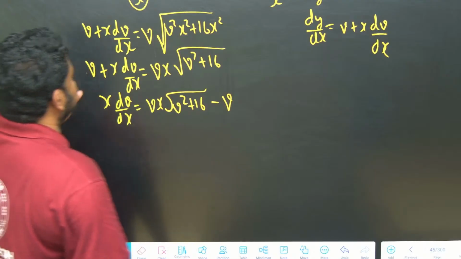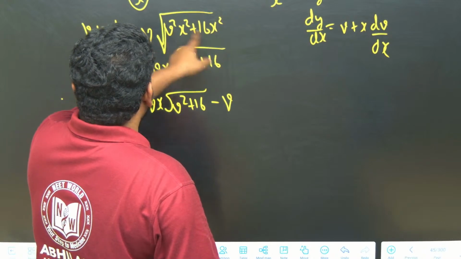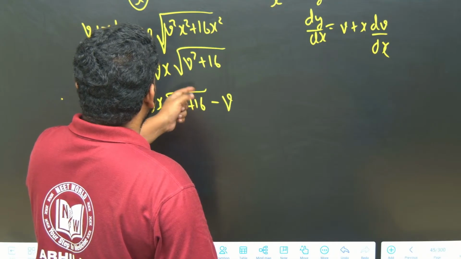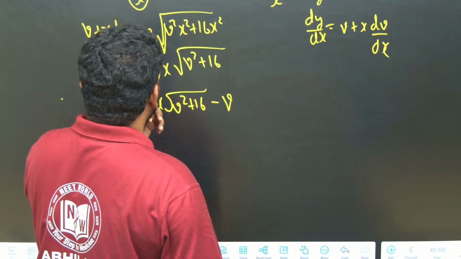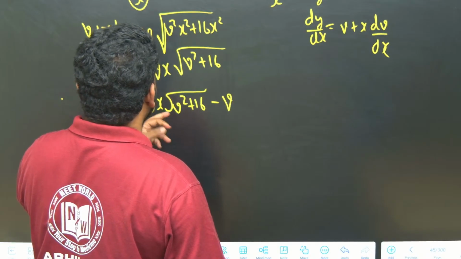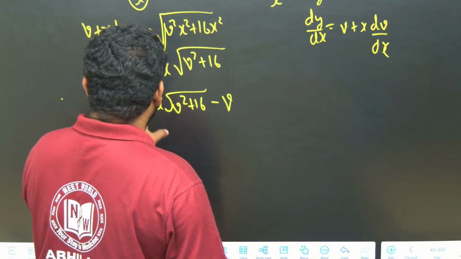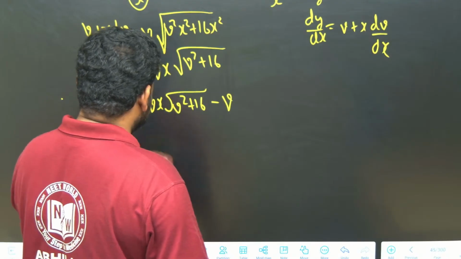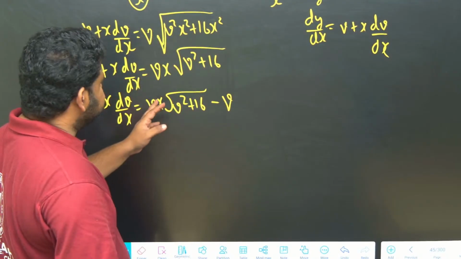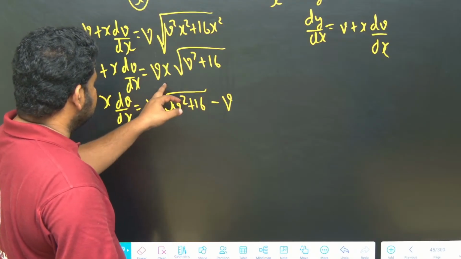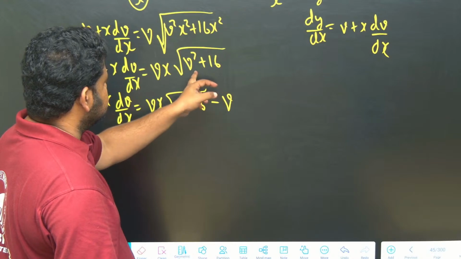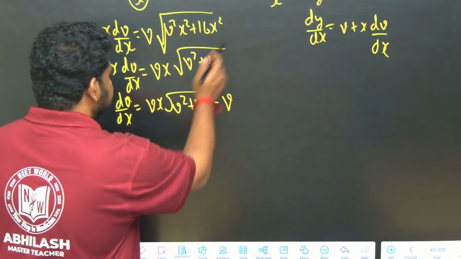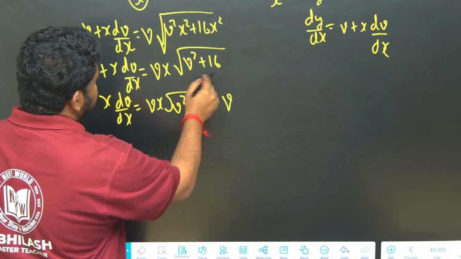Let me have a look at these steps. Okay, let me have a look at the question. v square plus 16. So this is totally fine, not a problem at all. So we have to send v that side. If I have to take x this side, so this will become x here itself. x will come down. Okay, totally fine, no problem. So this is what we have.